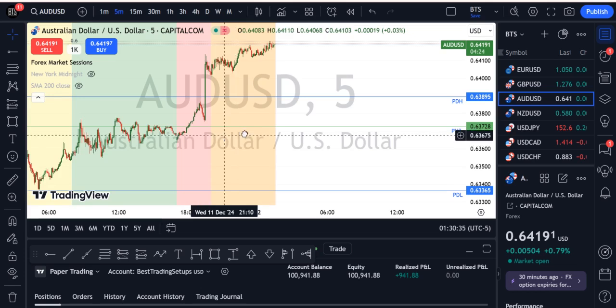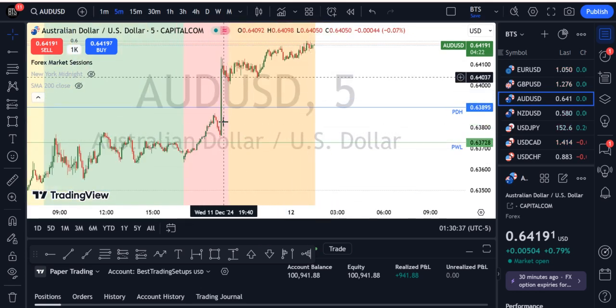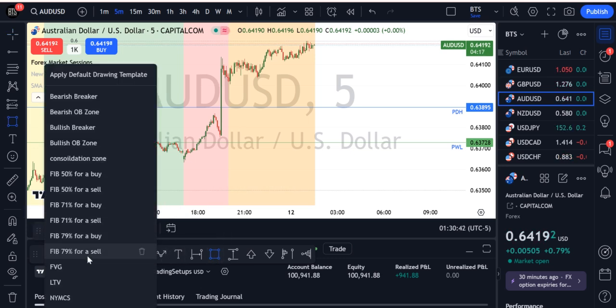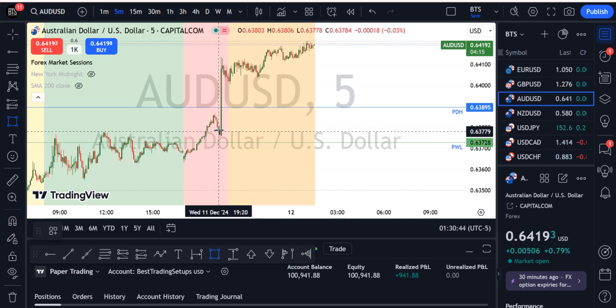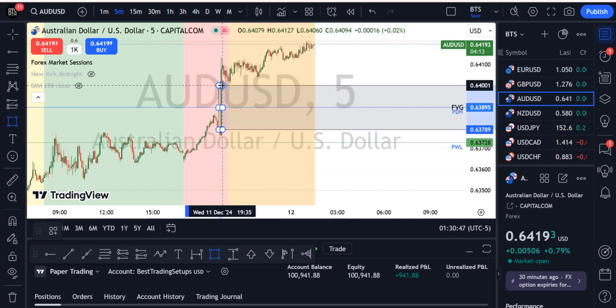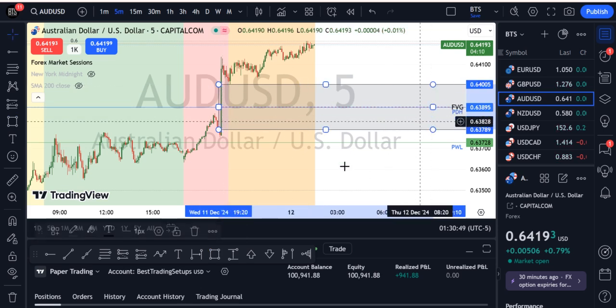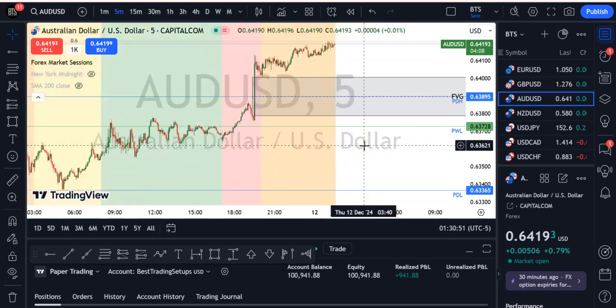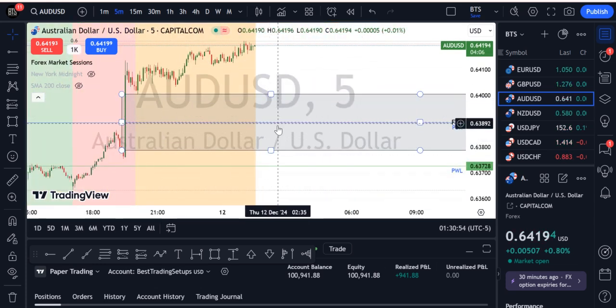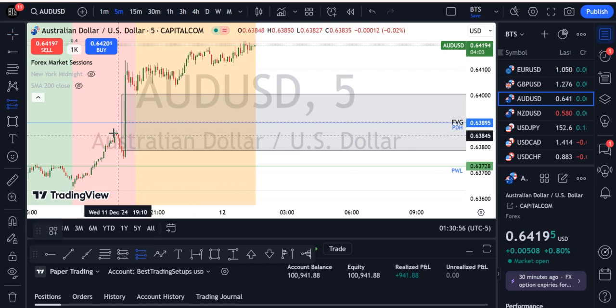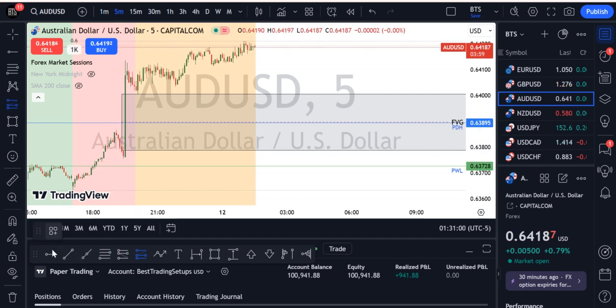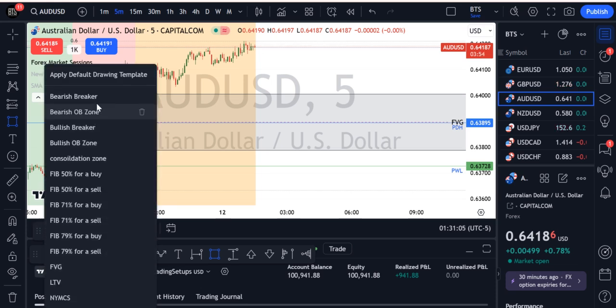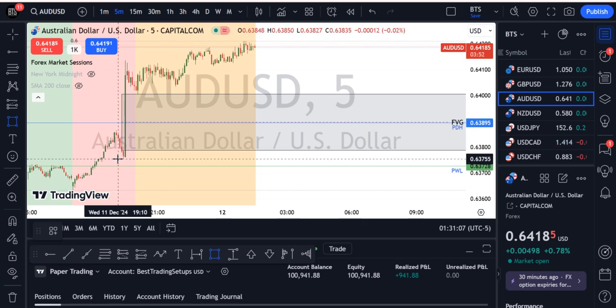Also, AUD USD, unemployment rate came out today. It came out positive. So we have this fair value gap right here, right? We can expect price to get it filled halfway. And as you can see, all these 5-minute down close candles, that's a bullish order block right there.